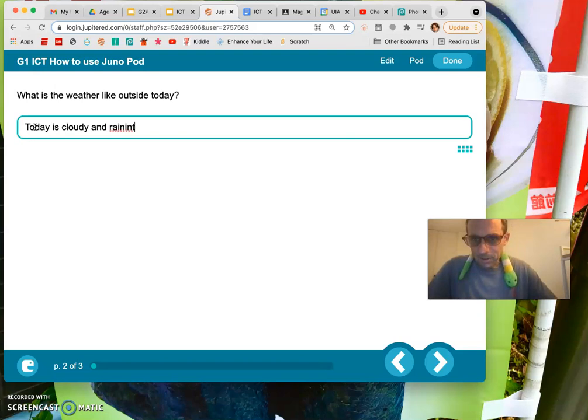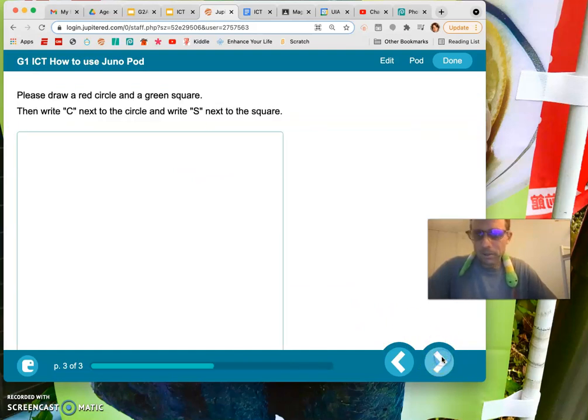If you make a mistake, it'll say that's not how you spell it, and you'll say, is it rainy? And I'll say, yep. So today is cloudy and rainy. A nice period, capital letter there, full sentences if you can. When you're done with that, you can hit the arrow down here, go to the next one.